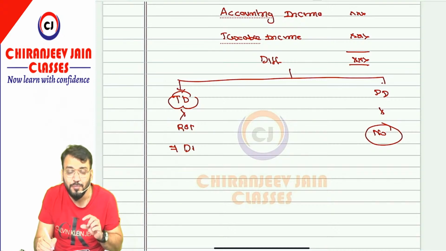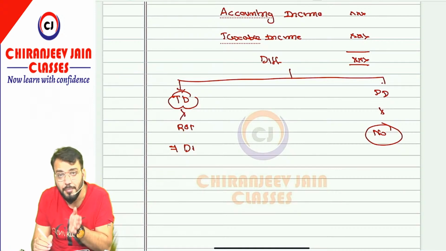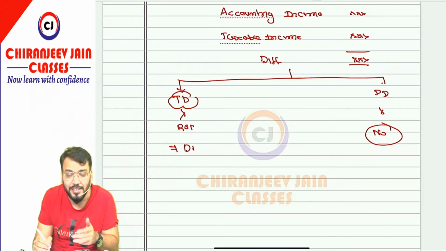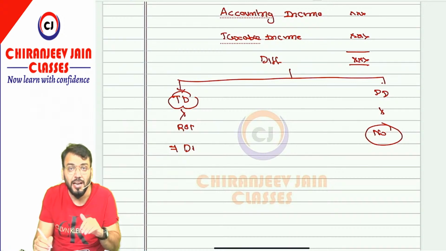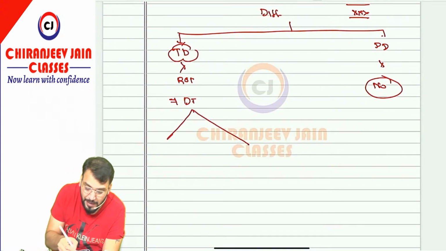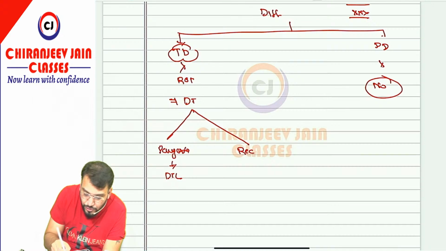Correct? So it means first we need to find out the difference between accounting income and taxable income. Then the difference can be due to timing difference, or it can be due to permanent difference. On permanent difference we do not recognize any deferred tax. On timing difference we recognize deferred tax. Now if this deferred tax is payable in future, then it will be deferred tax liability. And if it is recoverable in future, then it becomes deferred tax asset.